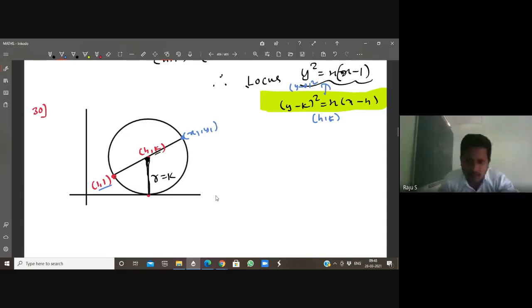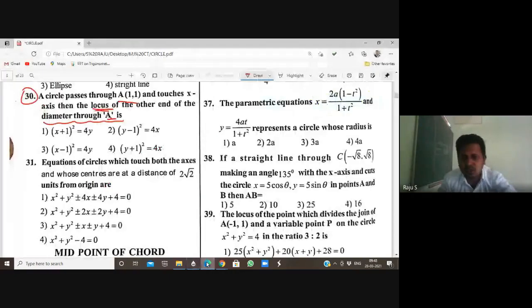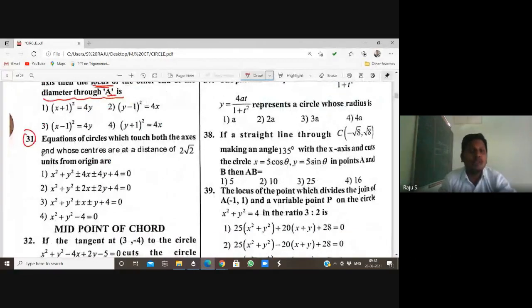Like that you have to do. You have to simplify that. Like coming to question number 31. Equation of circle which touches both the axes.